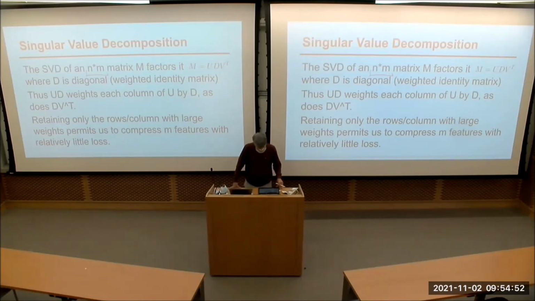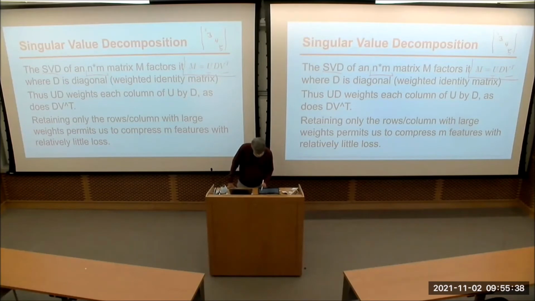The singular value decomposition of a matrix M factors it into a matrix U, the matrix V transpose, and a diagonal matrix, meaning that all the weights are on the main diagonal, and it's not an identity matrix. There are going to be weights along the main diagonal. So what's interesting about this? This is another one of these matrix factorization techniques.